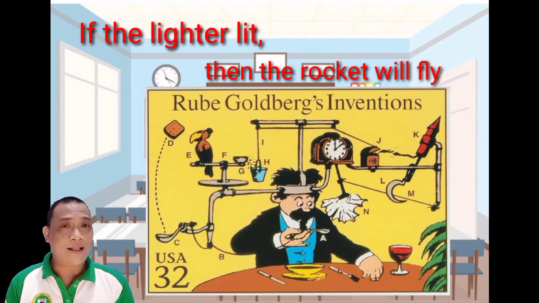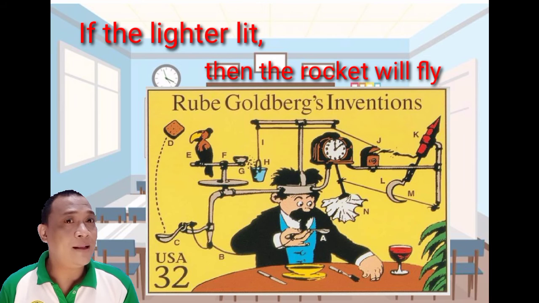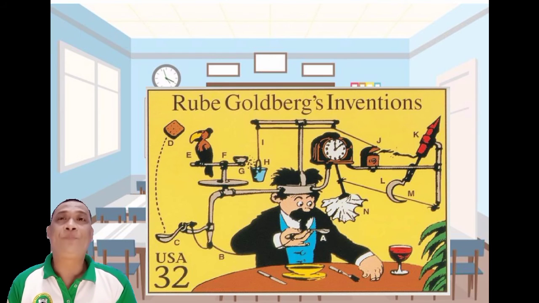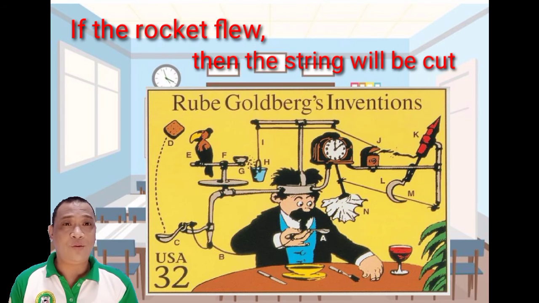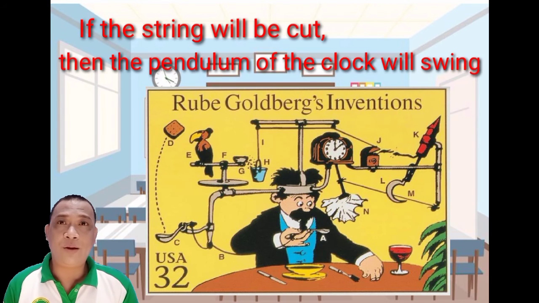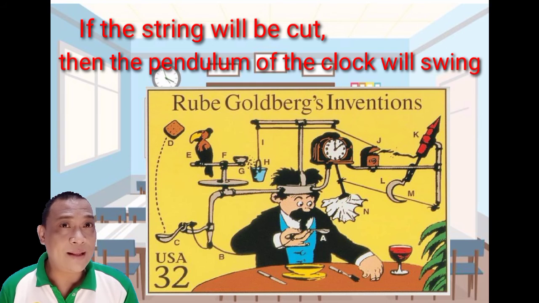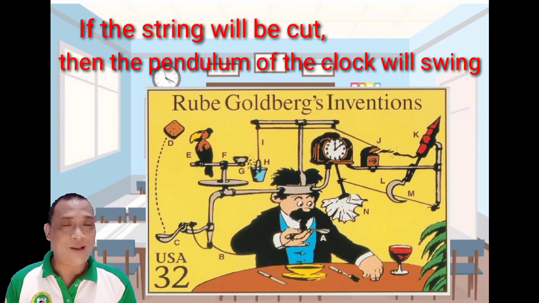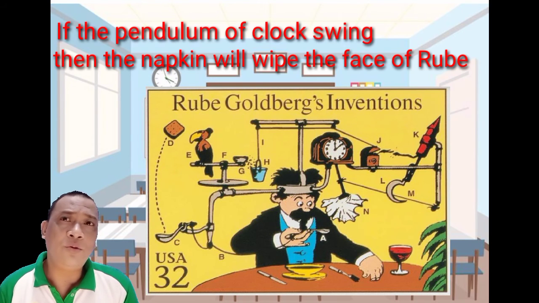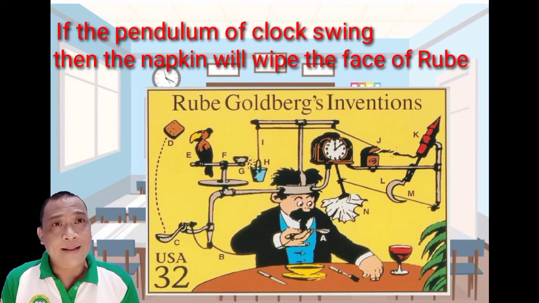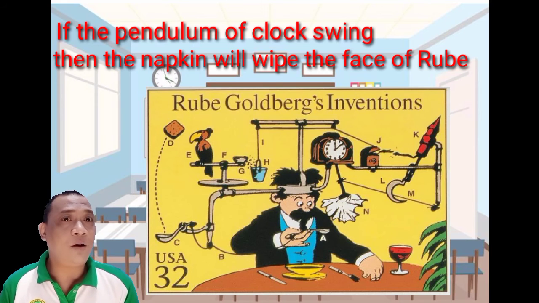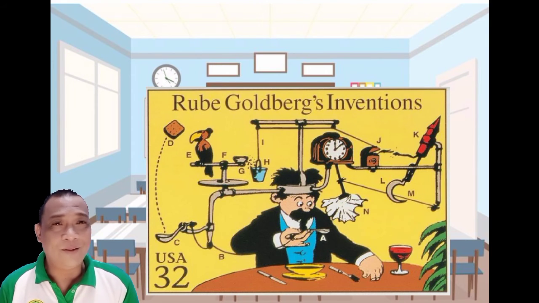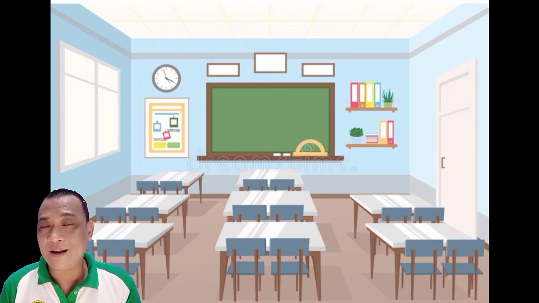If the lighter is lit, then the rocket will fly. If the rocket flew, then the string will be cut. If the string is cut, then the pendulum of the clock will swing. If the pendulum of the clock swings, then the napkin will wipe the face of Rube. Do we have the same idea? If we do, that's excellent.